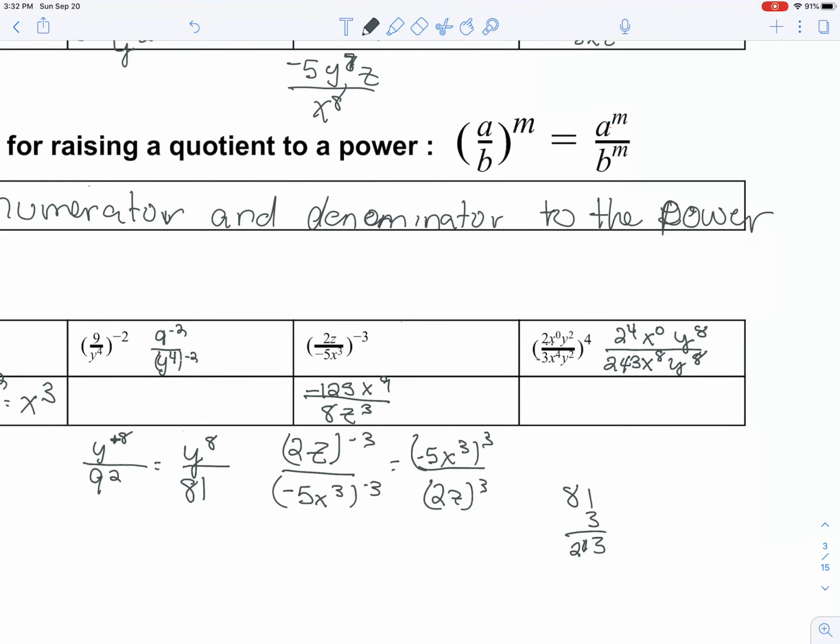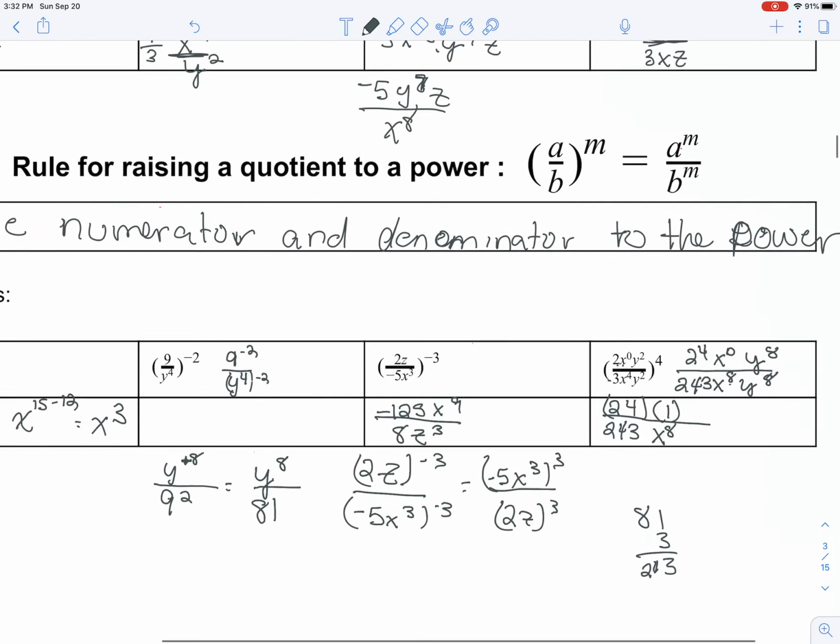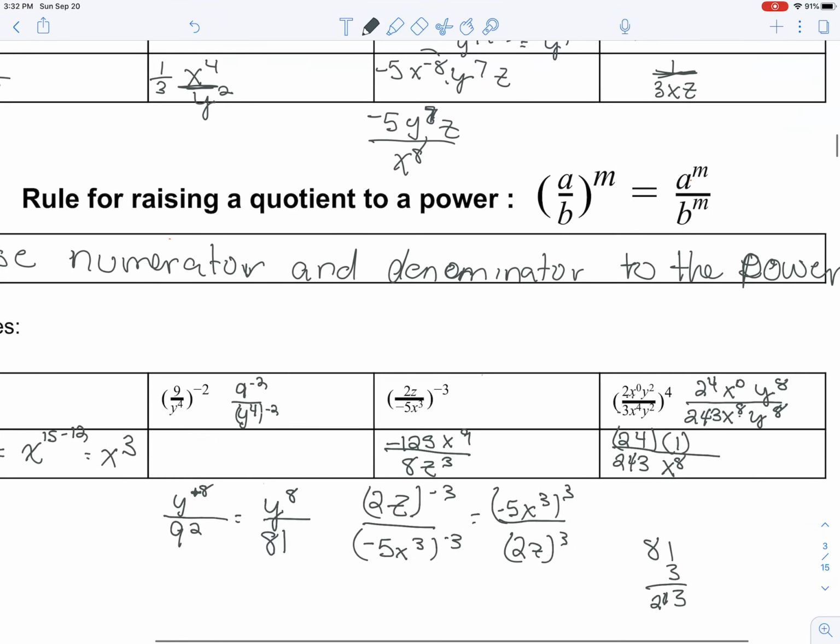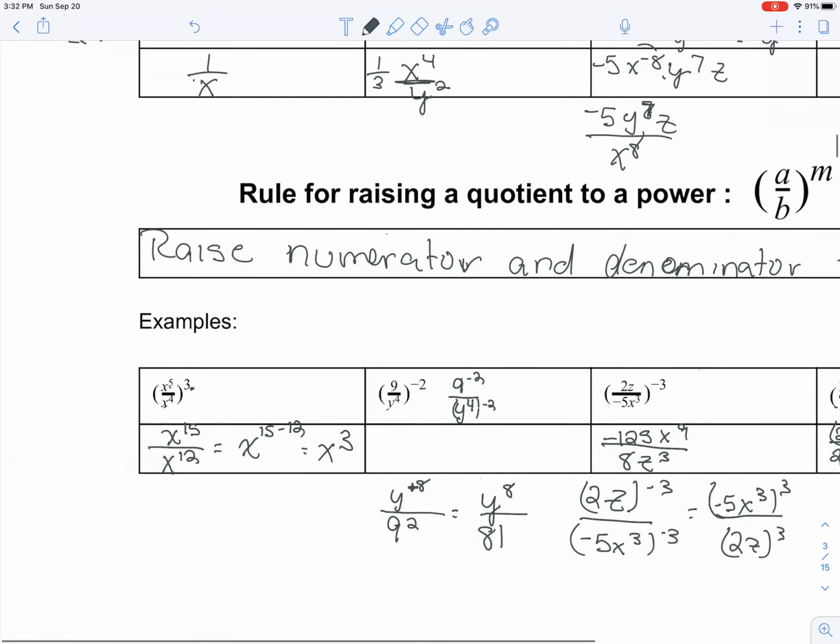Okay, so then that becomes 24 over 243. I'm sure I could simplify 243. I'm sure I can simplify that, but life's too short. And then x to the 0 over x to the 8th is still going to be x to the 8th. And then y to the 8th over y to the 8th is going to be 1. So this is 24 times 1, 243 over x to the 8th, and we have it. So that is our review for raising a power to a power.